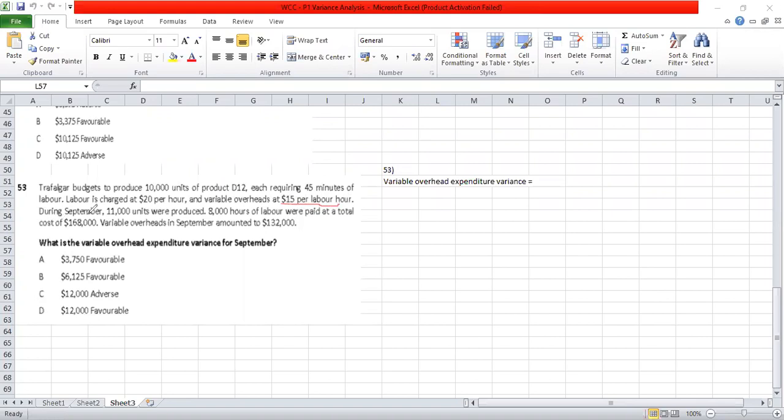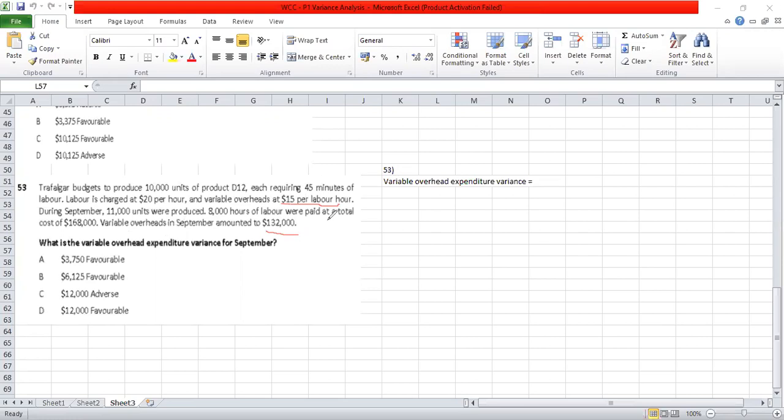Then during September, 11,000 units were produced, 8,000 hours of labor were paid at a total cost of 168,000, and variable overheads in September amounted to 132,000. So this is what they have spent. The total amount of variable overheads which they have spent is 132,000. So the question is asking us to find out what is the variable overhead expenditure variance for September.